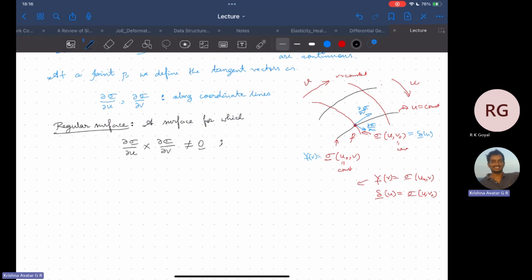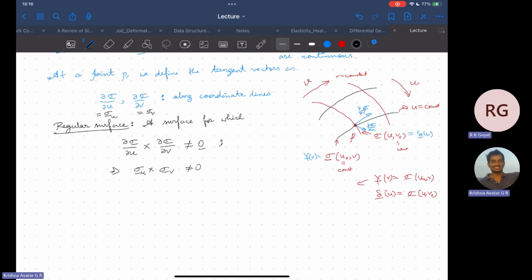Sometimes we use an abbreviation, a short form notation. We call it sigma vector, u subscript means partial sigma partial u, and likewise sigma v. So this implies that sigma u cross sigma v is not equal to zero. That is what we are after. It means they are not parallel, and they are along the u's and the v's.